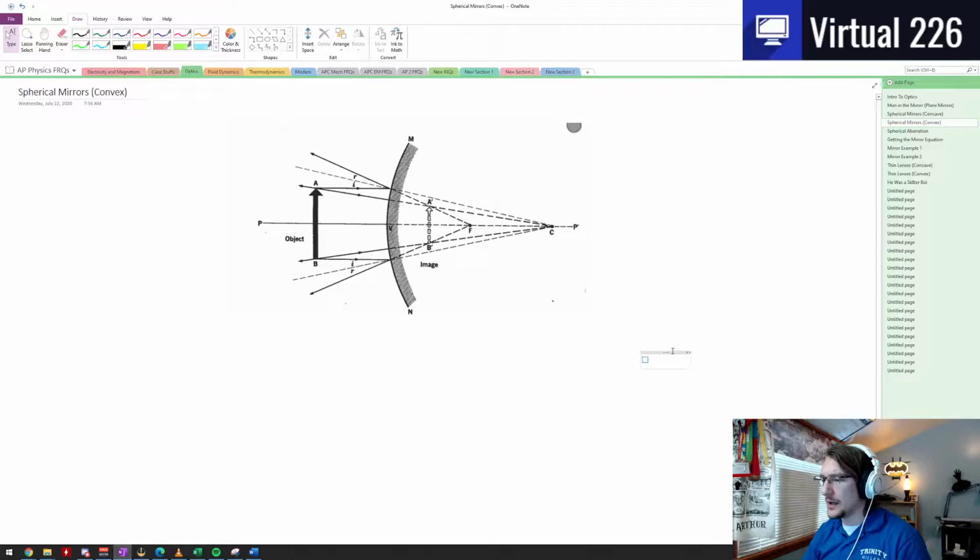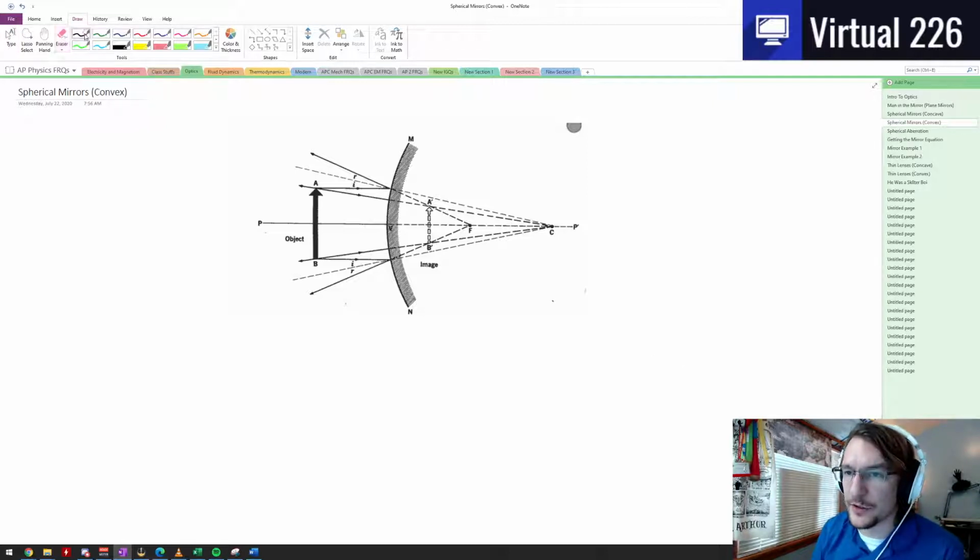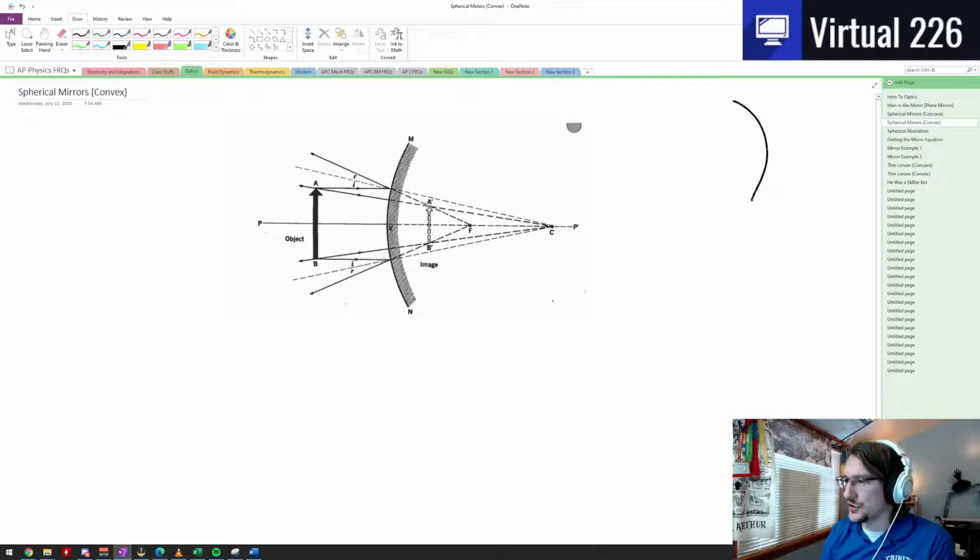And here we are. Okay, so we're looking at convex spherical mirrors. Like we've pointed out, concaves are shaped like this. Convex, so your objects here. Convex mirrors are going to be shaped in the opposite direction, so they're kind of coming at you.